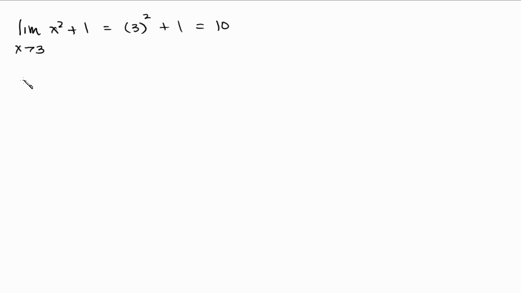All right, how about this one here? The limit of sine of x over 2 as x approaches pi. Well, let's plug that in. Sine of pi over 2 is equal to what? Well, that's 1. If you're familiar with your trig table or you just memorize it, it's 1.